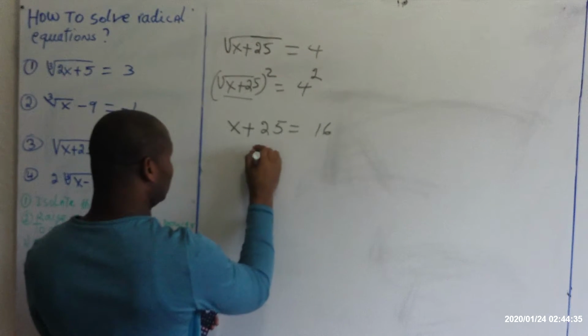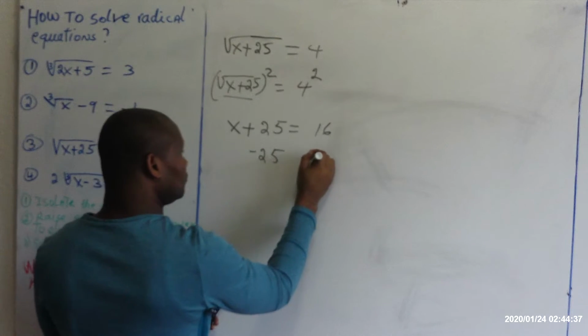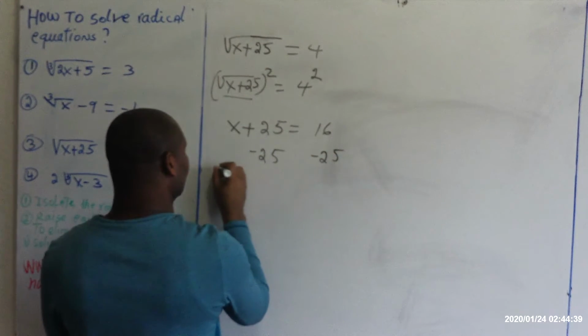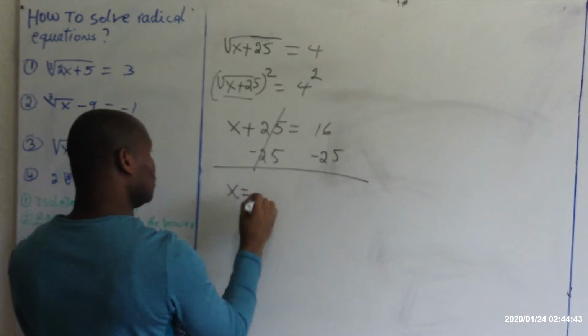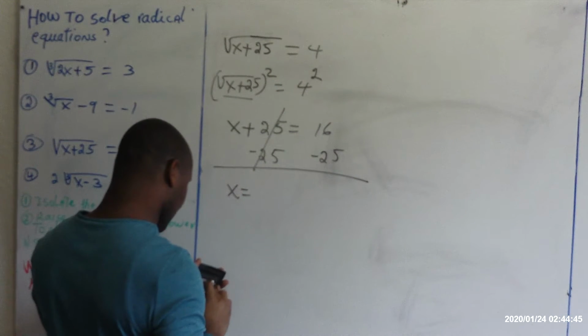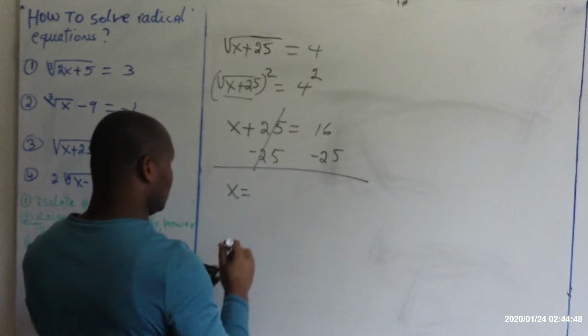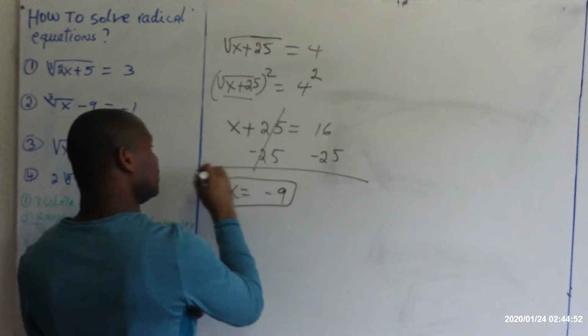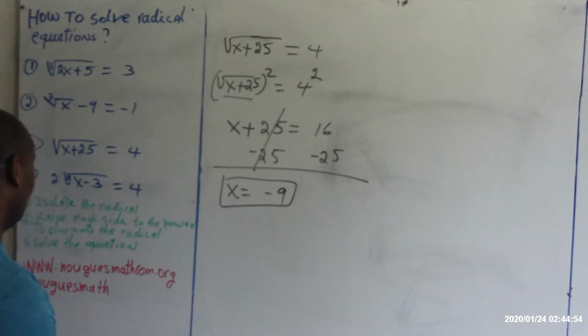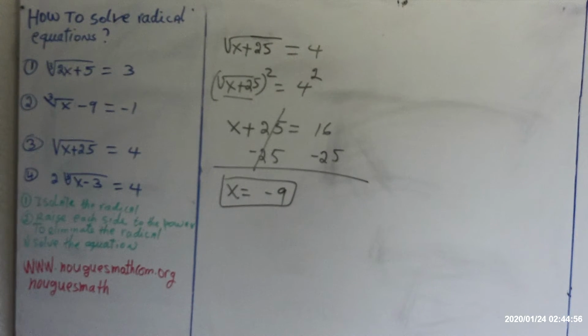So let's subtract 25. Sorry. This one is going out. So you have 25. That's negative 9. Okay? So the answer is negative 9. Alright, that's not bad. Alright. So let's do the last one.